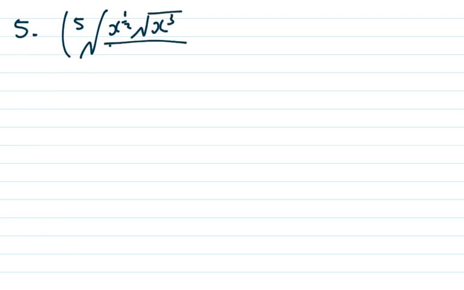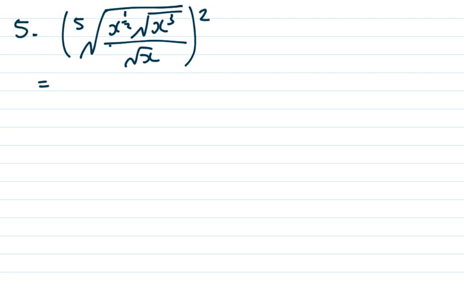Number 5. The fifth root of x to the power of 1/2 times the square root of x cubed divided by the square root of x, all squared. Okay, so this looks really complicated, but the first thing I'm going to do is to get all the exponents into fraction form. So, get rid of all those square root signs.